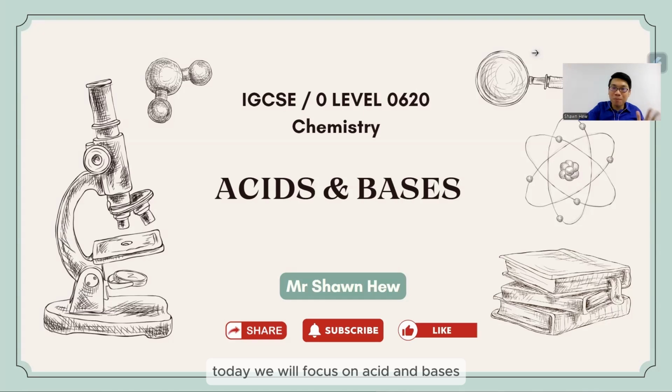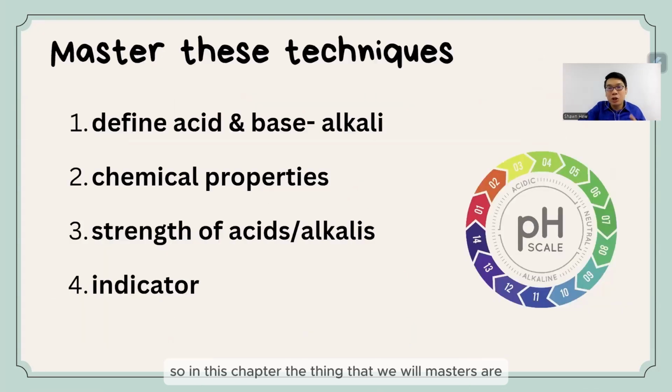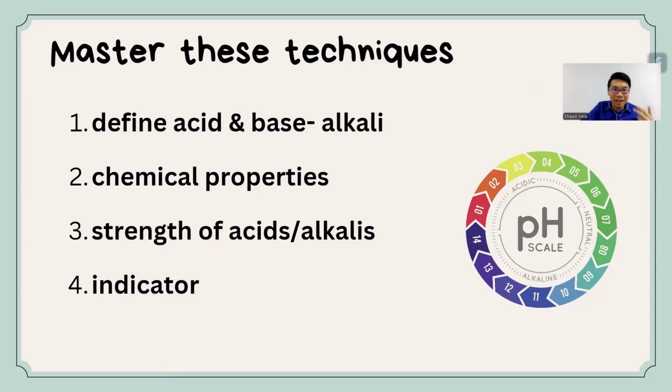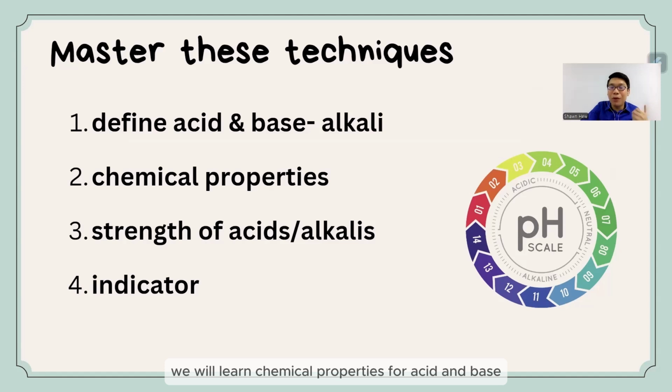Today we will focus on acids and bases. So in this chapter, the things that we will master are to define acid and base, and of course, what is alkali. Second, we will learn the chemical properties of acid and base. Number three, strength of acids and alkalis. And at last, we will learn indicators for them.